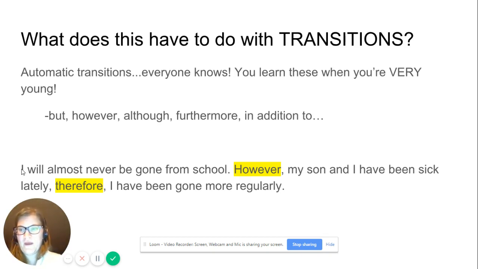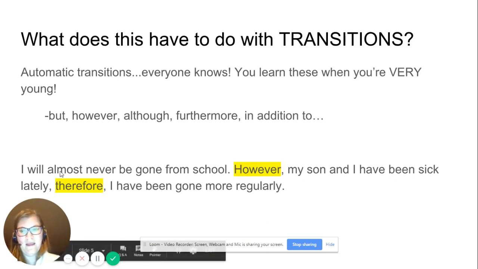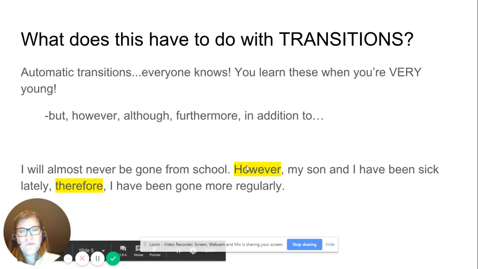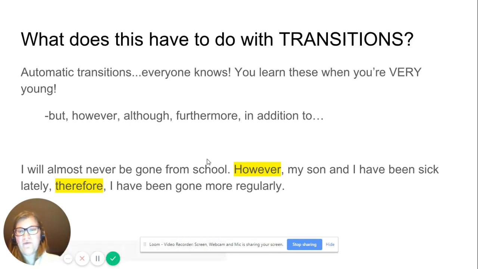So here's an example. I will almost never be gone from school. However, my son and I have been sick lately. Therefore, I have been gone more regularly. So here, the word however shows you that I'm about to contradict what I just said. It's a caveat. So I will almost never be gone from school. However, what I'm about to tell you contradicts what I just said. My son and I have been sick lately. So these two, it shows the relationship. This transition shows the relationship to say this and this contradict.